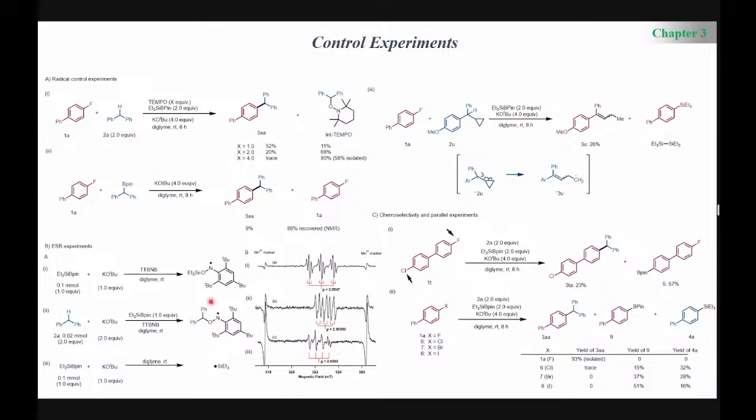One more thing I've got to mention is that the chemoselectivity of this reaction is a little poor. When a chlorine atom is on the other end of this compound, only 23% of this product was obtained, leaving most of this borylated product. During this parallel experiment, here we can see basically only fluorinated compounds can be transformed into corresponding products.